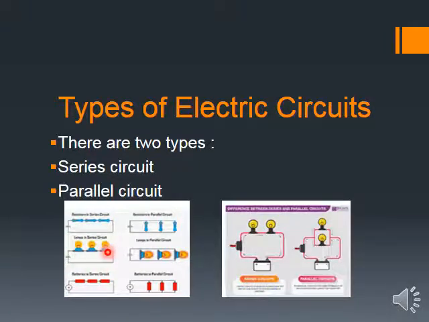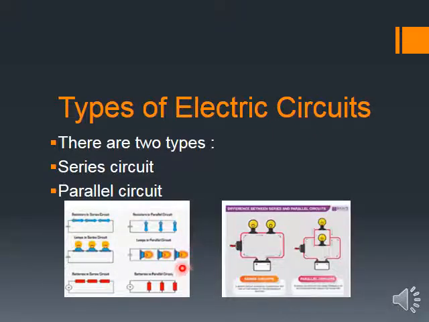Series circuit, you have seen here that this one is a series circuit in which all the light bulbs are connected to one another. They are connected side by side.